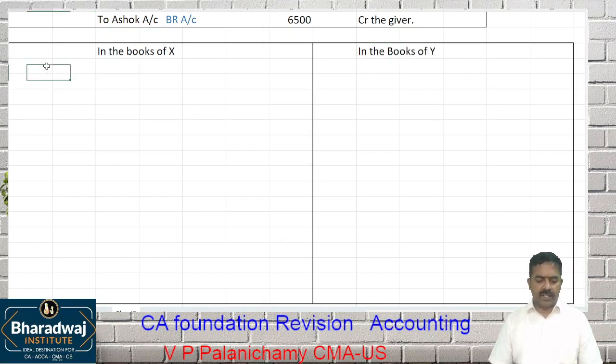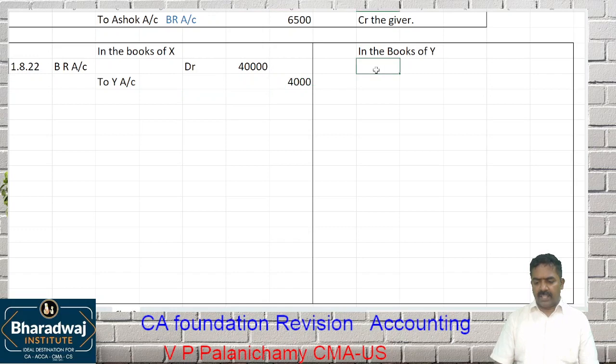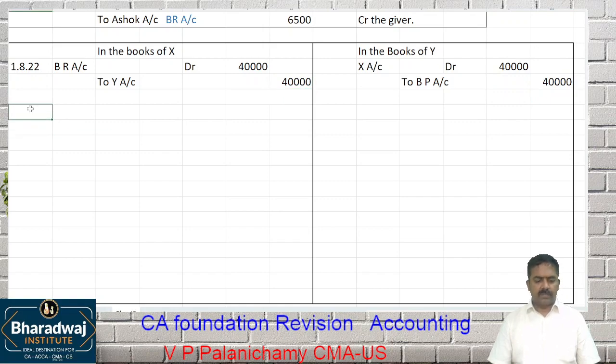What is the entry? First entry, when you draw the bill? 1st August 2022. What is the entry you will pass? Bills receivable account debtor to which account? Y account. What is the amount? Take it along with me, no need to wait. The other party accepts the bill. What is the entry? Examination, don't write short forms. Please write in full. 40,000. What is the next one?